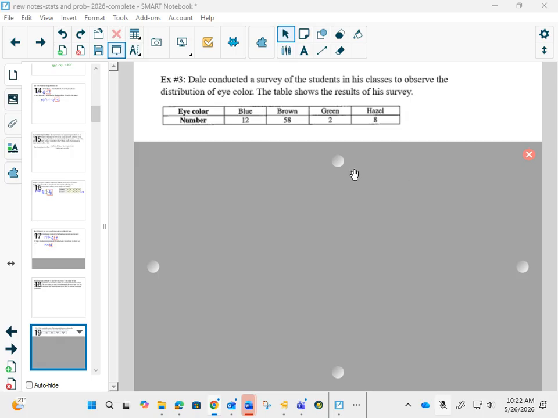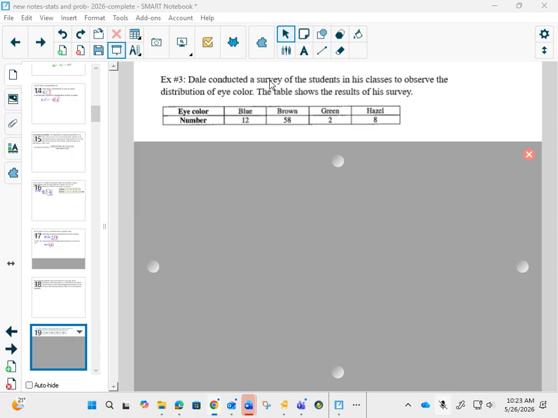Okay. Dale conducted a survey of students in his class to observe the distribution of eye color: 12 blue, 58 brown, 2 green, 8 hazel. Does anyone in this class have green eyes? I don't know. The blue, green, brown mixture is called hazel. Daniel tiene los ojos verdes.